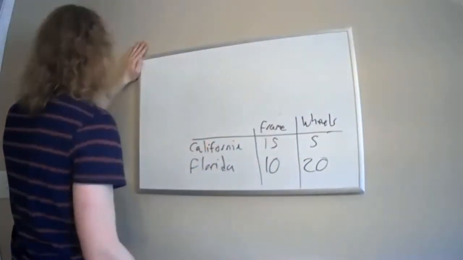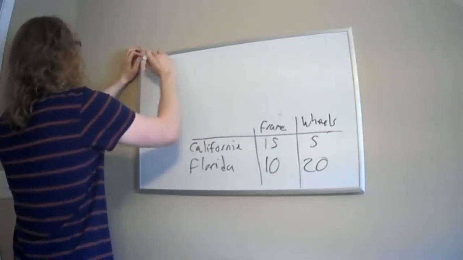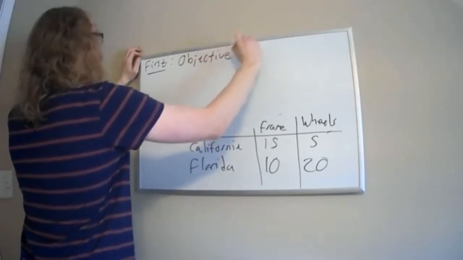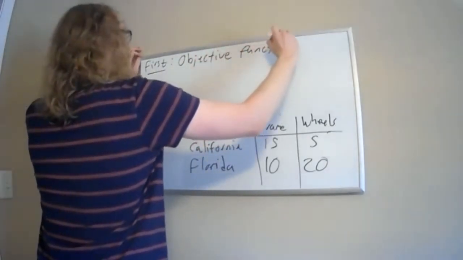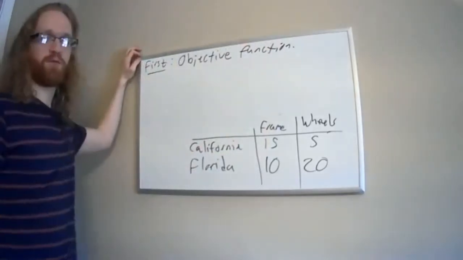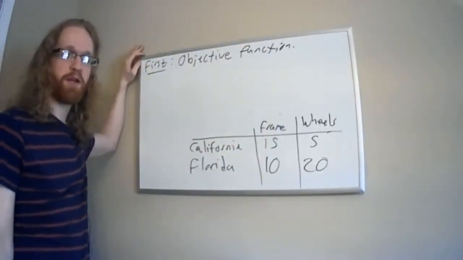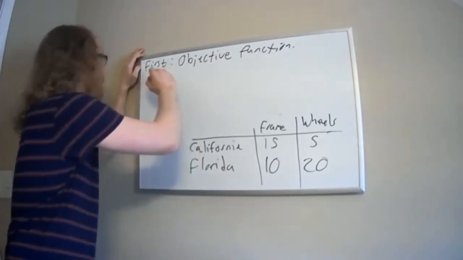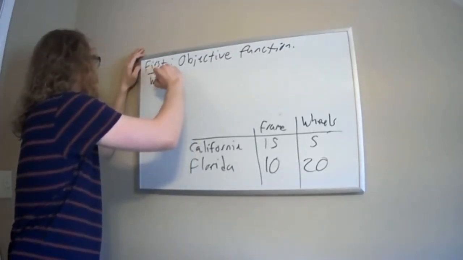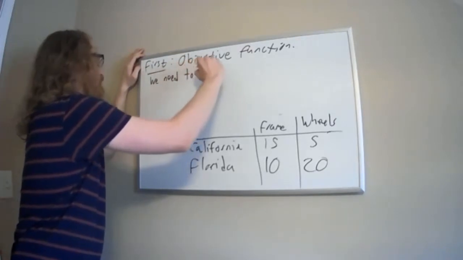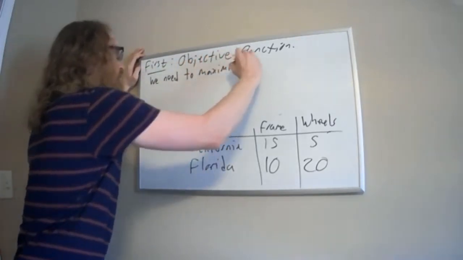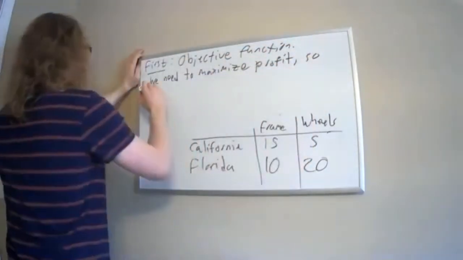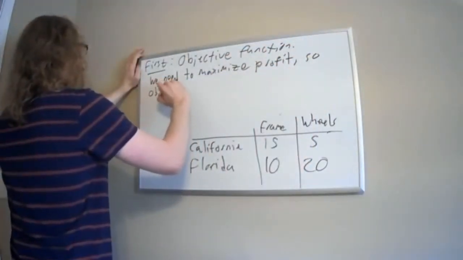So the first thing I would do is, let's find the objective function. The objective function, again, is basically a formula that I'm looking for, and it needs to represent the thing that I want to either maximize or minimize. We want to maximize profit. So our objective function should represent profit.